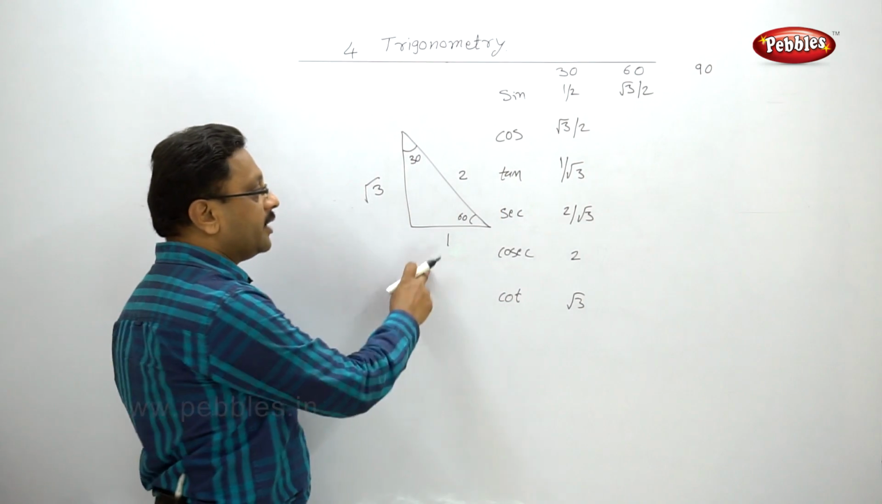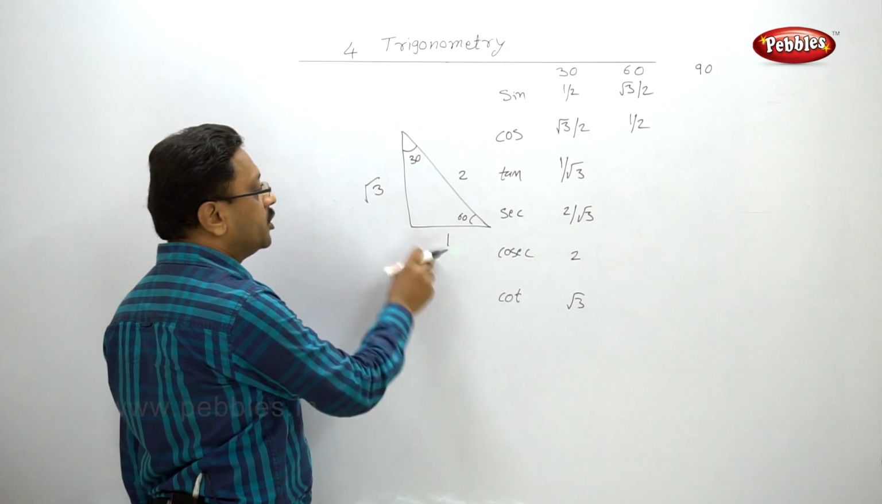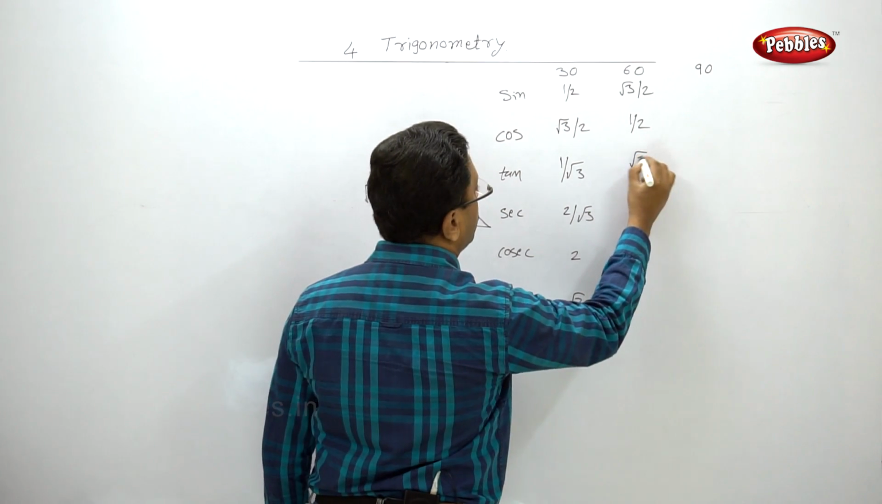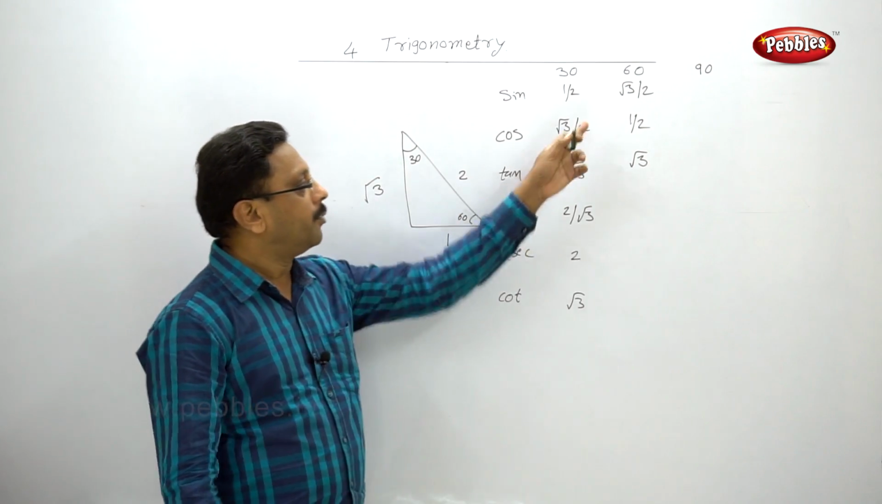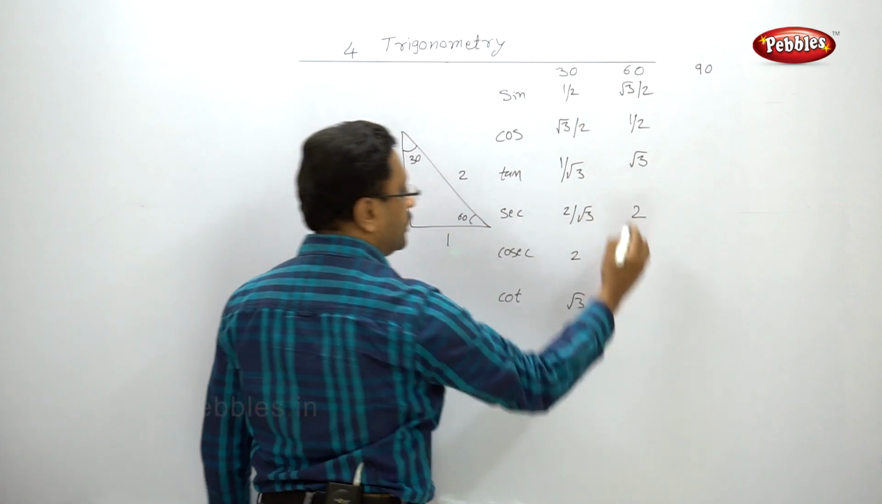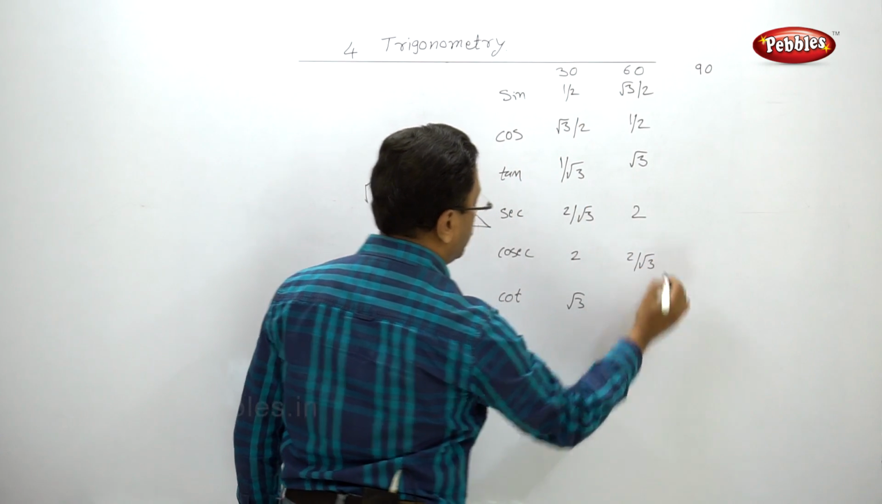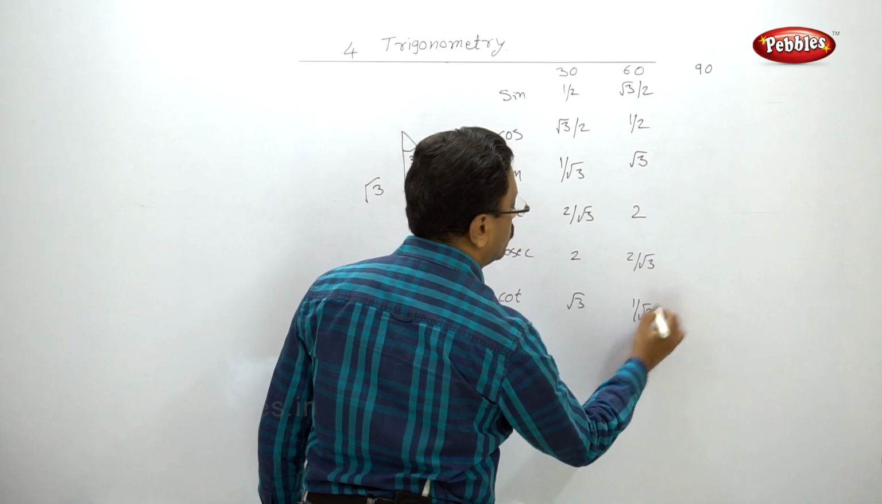What is cos? Adjacent upon hypotenuse, 1 upon 2. What is tan? Opposite upon adjacent, that is root 3. What is sec? Now don't see this figure. Sec, opposite upon cos, that is 2. Cosec, inverse of sine, that is 2 by root 3. And cot, inverse of tan, that is 1 upon root 3.